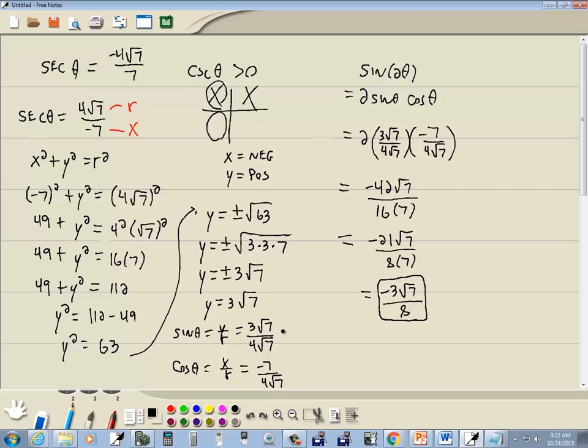Sometimes when using these formulas, you might want to just plug them back in. If you see that you're taking sine times cosine and you got square root of 7 times square root of 7, it handles itself. Then you don't have to worry about the radical being in the denominator. But that would be our answer.